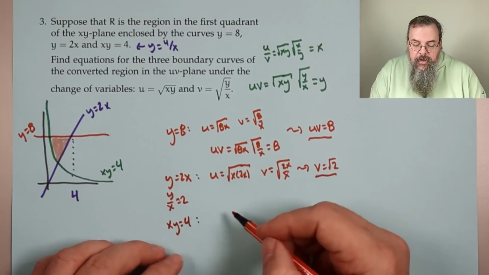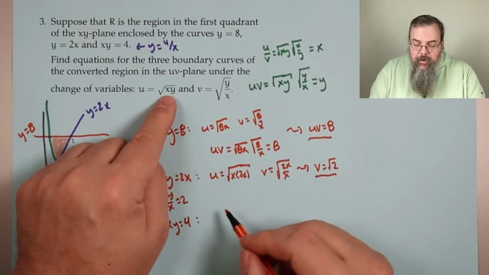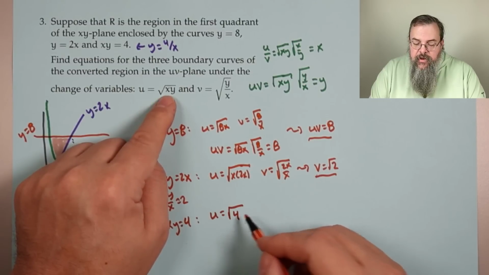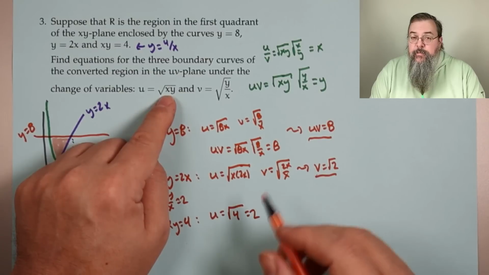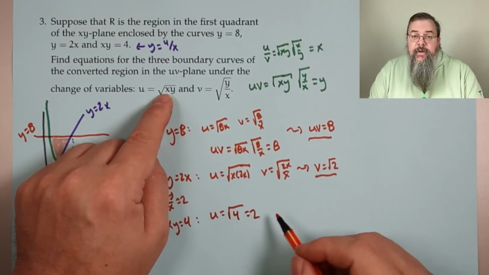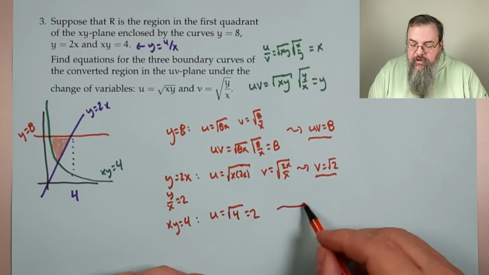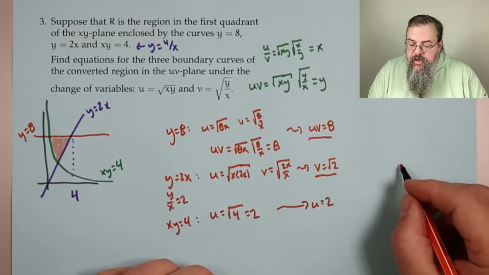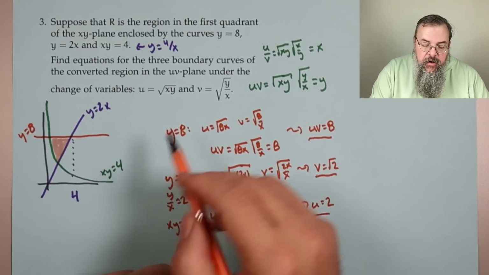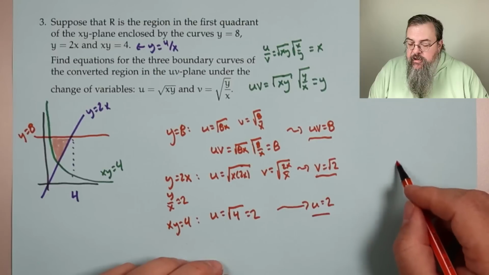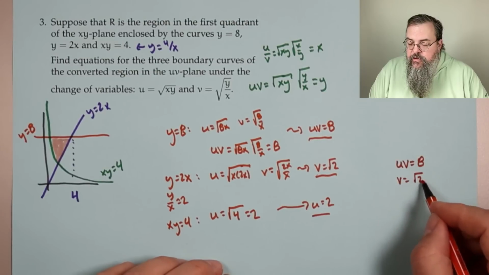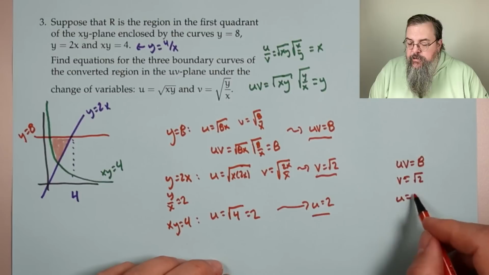And now our last one, x times y equals 4. Now for this one, we're like, wait, there's an xy. We can just go straight for it. u is square root of 4. Okay, well that's 2. I'm not even going to bother with v because I don't have any x's and y's left. And so this becomes u equals 2. So our three bounding curves in our uv plane are uv equals 8, v equals root 2, and u equals positive 2.